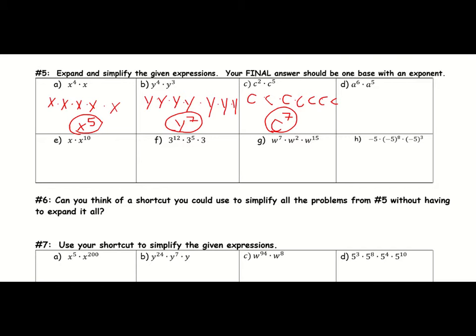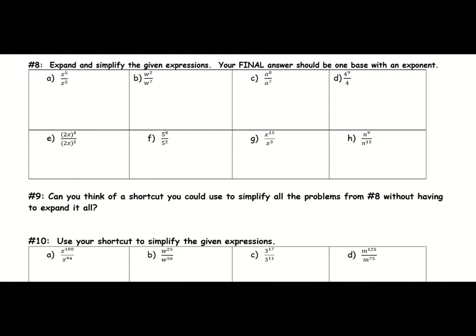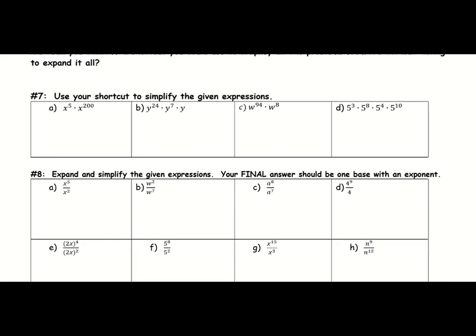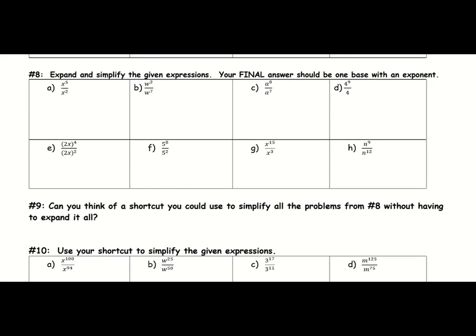So I want you to finish D, E, F, G, and H, and then answer number 6 and try the problems on number 7. Now, before I leave you to do the rest of the back by itself, I also would like to take a look at the problems on number 8 with you. So I'm going to do the same process with number 8, but in number 8 you see a bunch of fractions. So we're dividing, whereas in number 7 we were multiplying. So let's look at number 8, the division problems. We're going to expand and simplify, so we wind up writing a final answer with one base and one exponent.